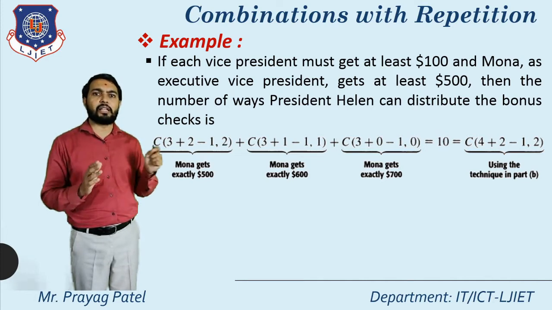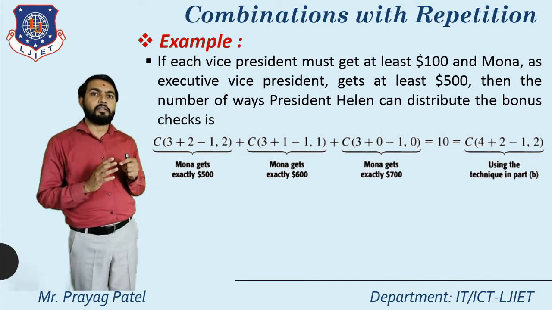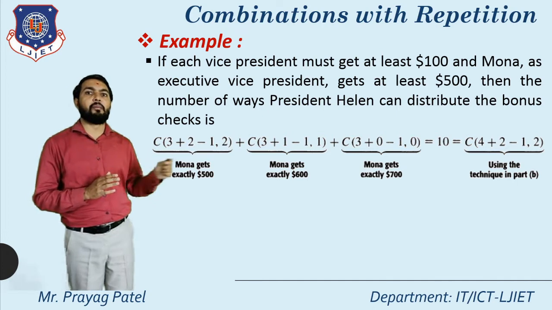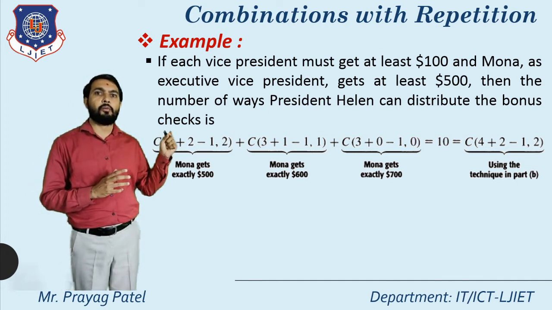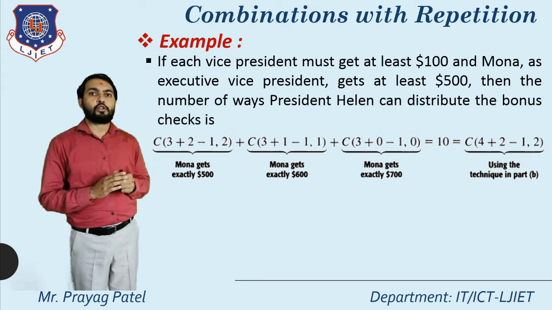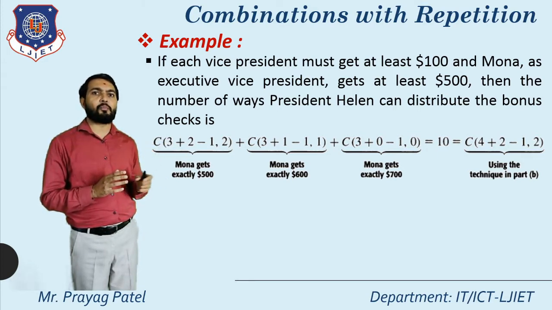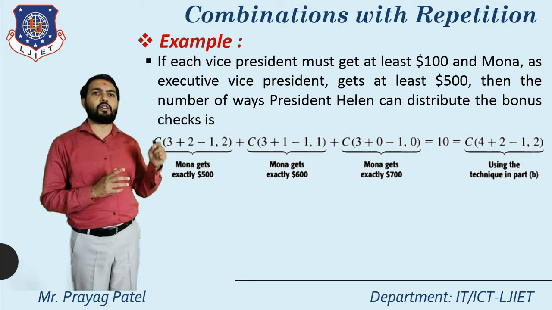That means total 1000 are distributed. That means nothing is remaining. So R equal to 0. So 3 plus 0 minus 1, 0. So the answer of these 3 components, the total of these 3 components is equal to 10.